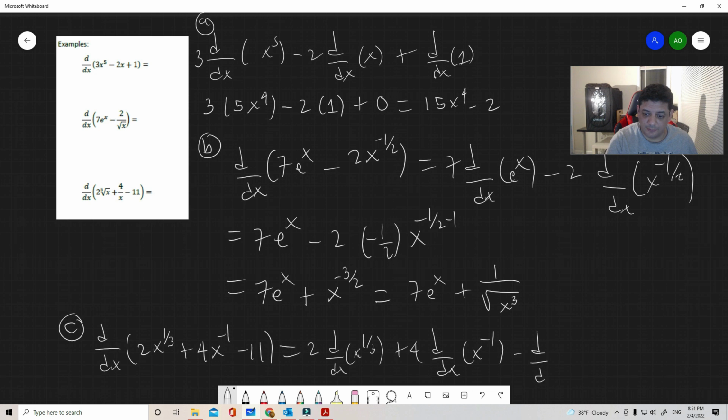minus the derivative of 11. Now if we apply directly the rule to this, notice that we're going to put down the 1/3, so it's going to be 2 times 1/3 x to the 1/3 minus 1, and then plus 4, right? But if you see the power is going to put down a minus 1, so we're actually going to get minus 4, and then x to the minus 1 minus 1 is going to become x to the minus 2.